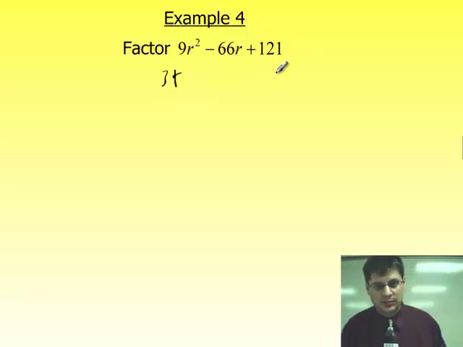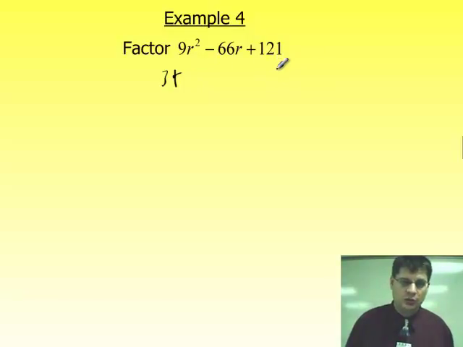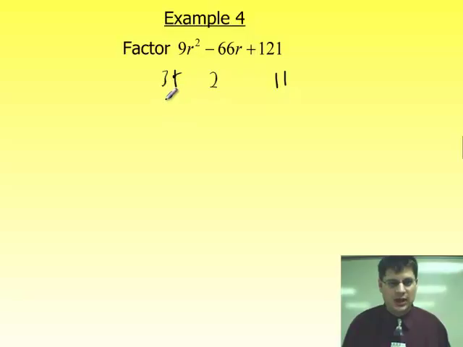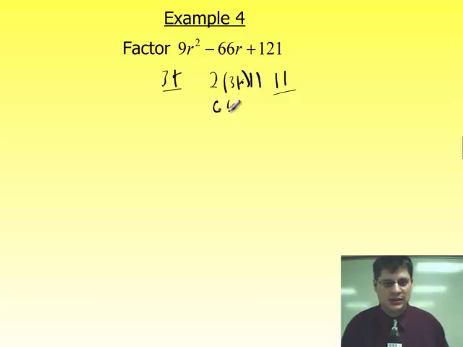And then this next term, 121, is that a perfect square? Yes. That's 11. And then the middle term, is that going to be 2 times our first term times our second term? Is that going to be 2 times 3r times 11? Well, 3 times 2 is 6, times 11 is 66r, and that matches up here. So yes, it is a special product.